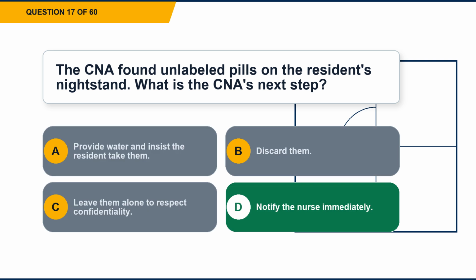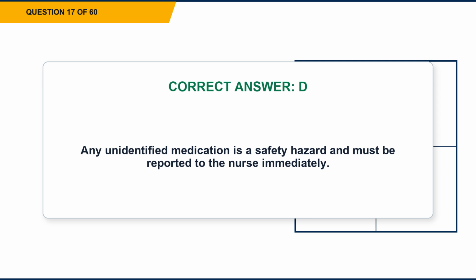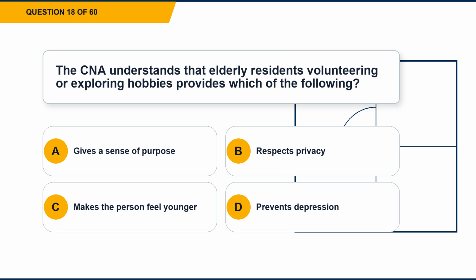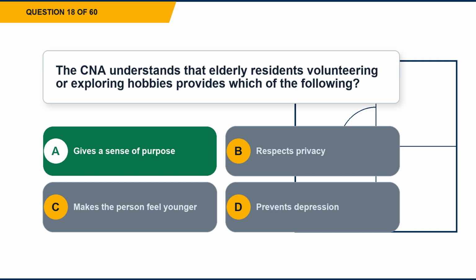The correct answer is option D, notify the nurse immediately. Explanation. Any unidentified medication is a safety hazard and must be reported to the nurse immediately. Question 18. The CNA understands that elderly residents volunteering or exploring hobbies provides which of the following? Option A, gives a sense of purpose. Option B, respects privacy. Option C, makes the person feel younger. Option D, prevents depression. The correct answer is option A, gives a sense of purpose.